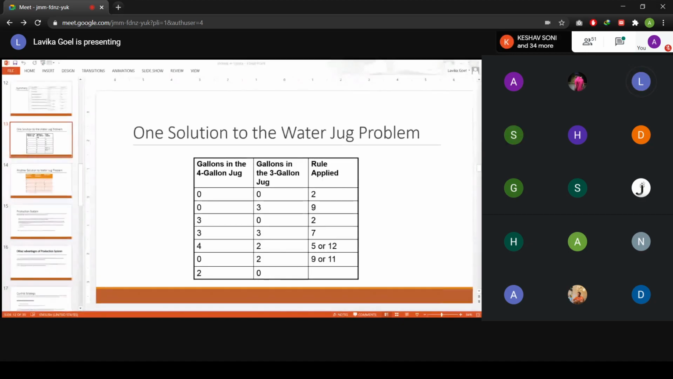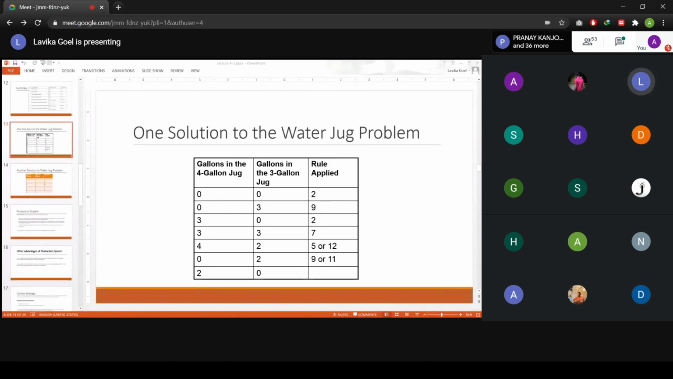And then you can empty all the water from the 4-gallon jug, so you get the state 0, 2. And then finally you can transfer the 2 gallons of water from the 3-gallon jug into the 4-gallon jug, so you get 2, 0. These are the steps, or you can say these are the states that you change in order to get the final goal state as 2, 0.